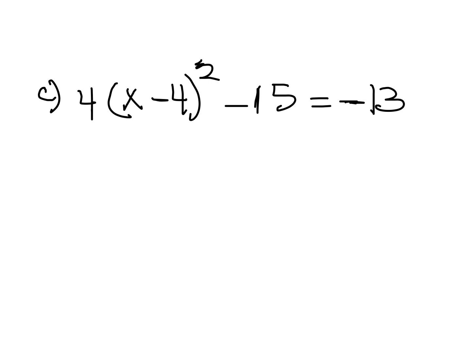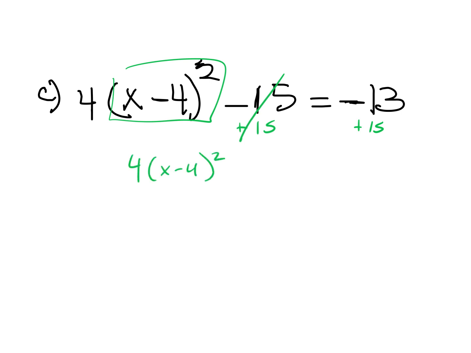All right, so I have parentheses squared. What would I need to do to solve here? Get them all by itself. So what do I do first? Let's add 15. So we have to add the 15 before we move the 4. So when you undo your equation, it's like doing PEMDAS but backwards. So I have 4 times x minus 4 squared is equal to negative 13 plus 15, which is 2.